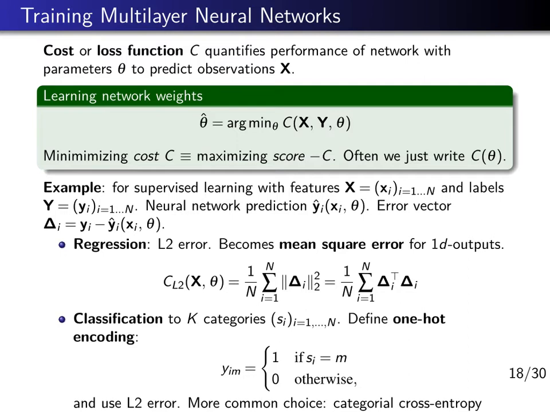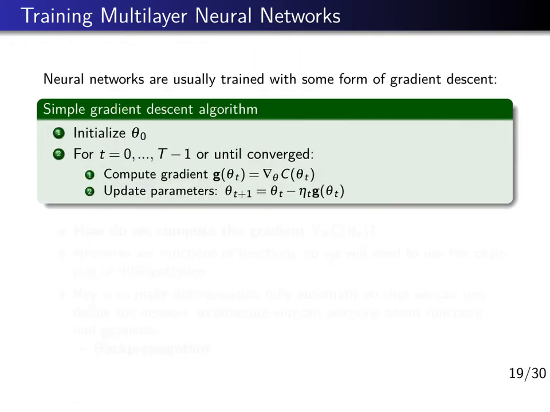So with this, we have defined a cost or loss function, and it is clear what we want to optimize. Now, how do we optimize? How do we find parameters theta that minimize the cost function or loss function C?